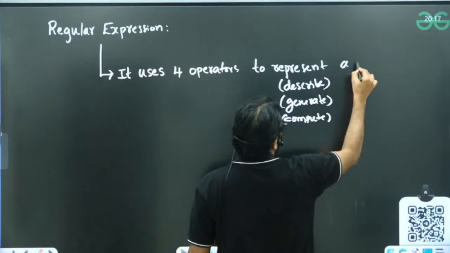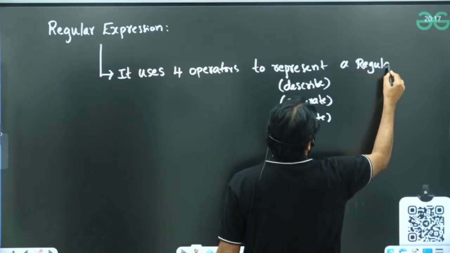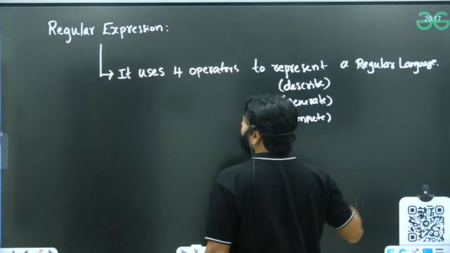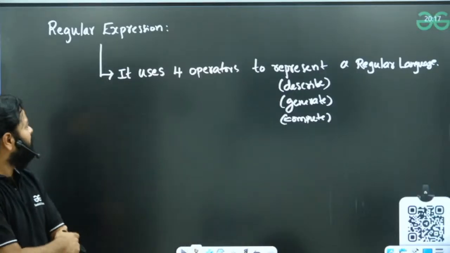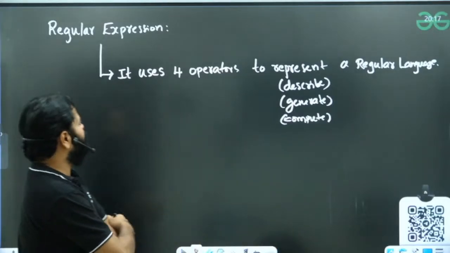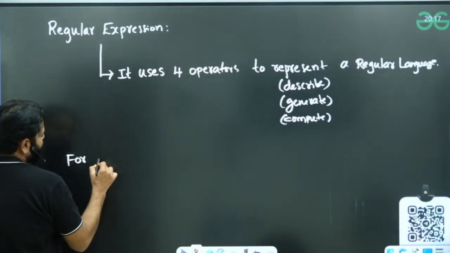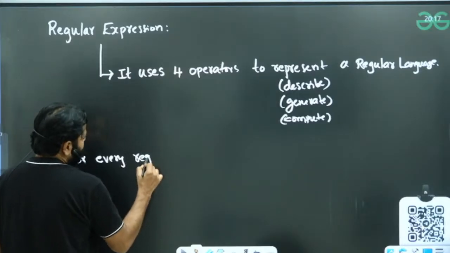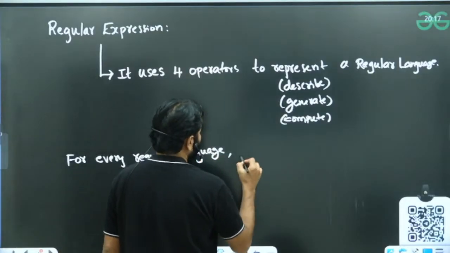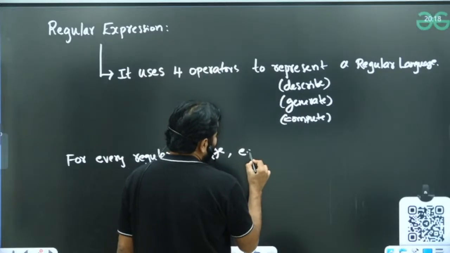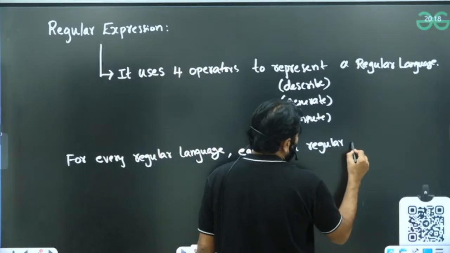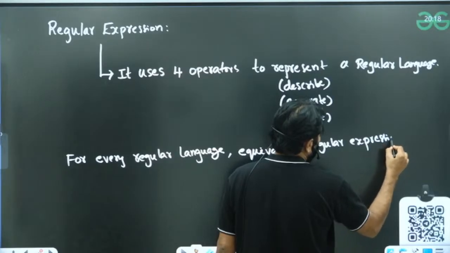Which language? To represent a regular language or regular set. If you want to represent a regular language, you need 4 operators here. The regular expression is used to represent regular languages basically. So for every regular language, you can always find a regular expression. For every regular language, an equivalent regular expression exists to represent it, no matter which regular language you take.